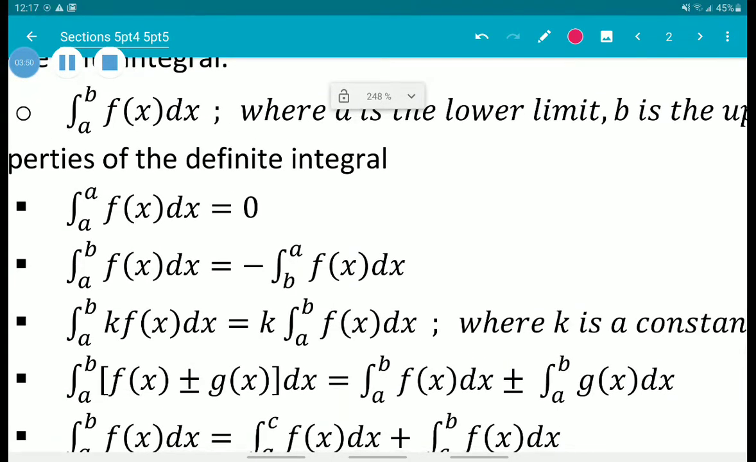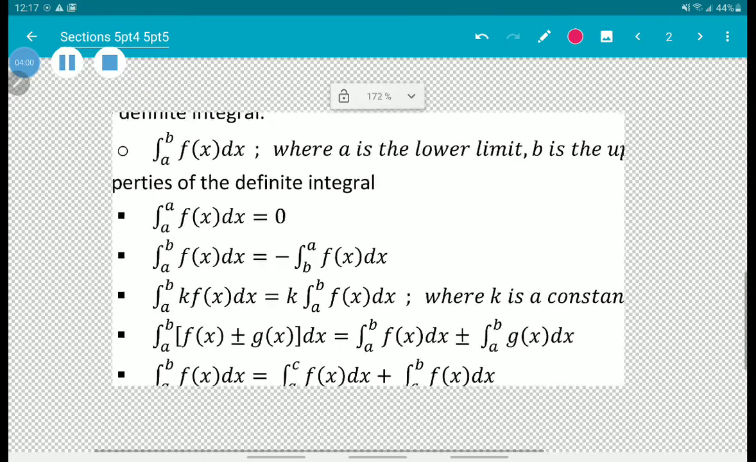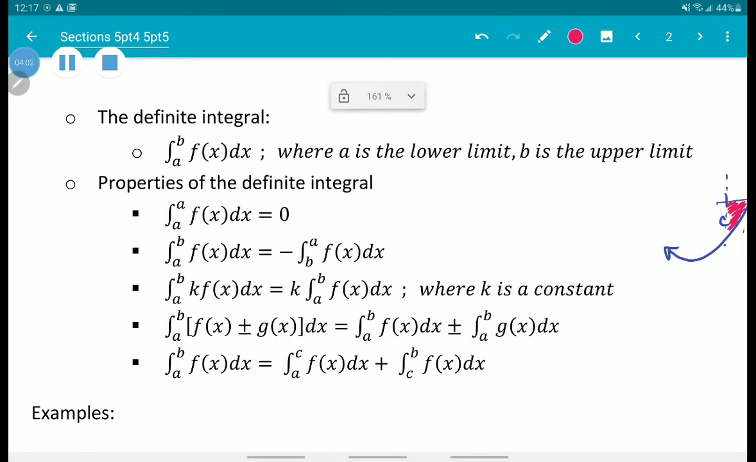Let's look at the second property. We're integrating from A to B. If we flip those integral limits, it happens to change the sign of the outcome. So if we know A to B is one thing, then if we change it from B to A, going from B to A, we always talk about in terms of the lower bound and the upper bound, then it would change the sign of the outcome.